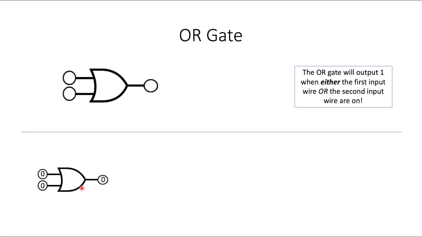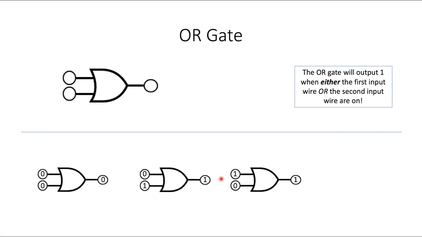So 0 and 0 still give 0. Right? If neither of these input wires are on, then my output wire is not going to be on either. On the other hand, if I give a 0 and a 1, then now one of these is on. So now the output wire is allowed to be on. So this OR gate takes in a 0 and a 1 and spits out a 1.